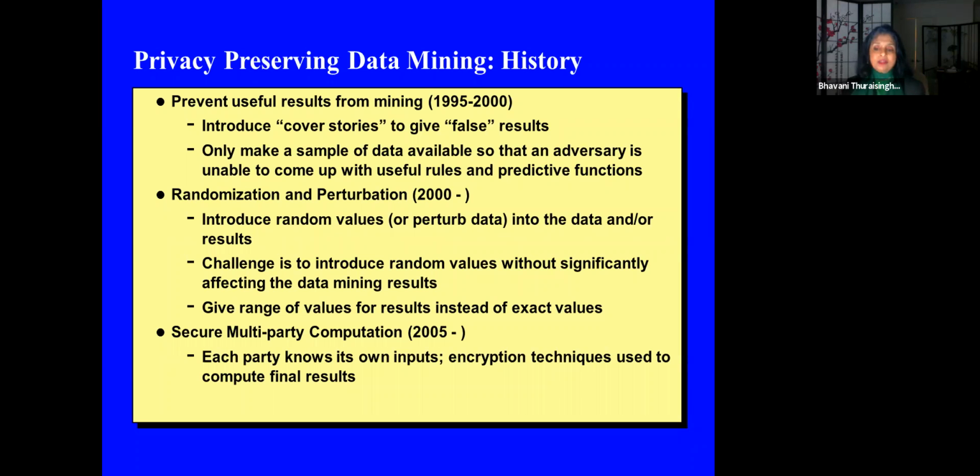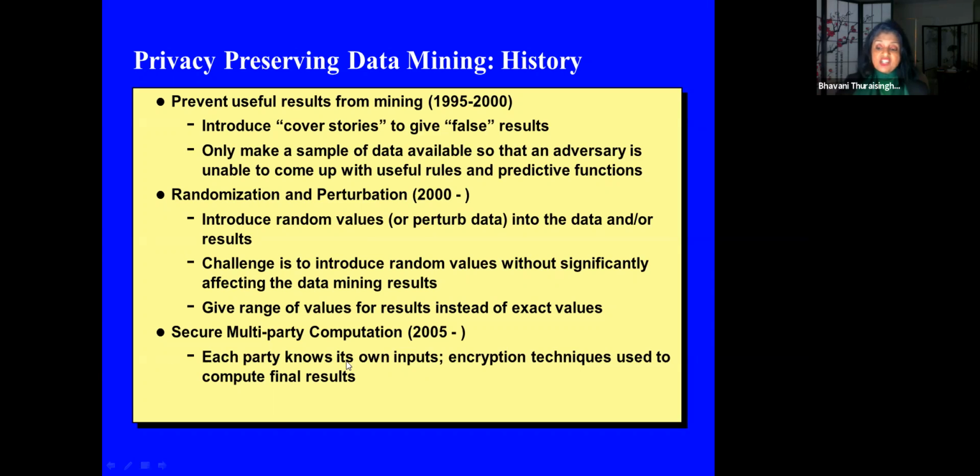So that was abandoned. Then came the randomization, perturbation, anonymization. That was from the IBM work, introducing random values or perturbed data into the data and or results. The challenge is to introduce random values without significantly affecting the data mining results. So give a range of values of results instead of exact values. And this sort of research, privacy preserving data mining, is still continuing. As I said, we are now coming up with privacy preserving deep learning.